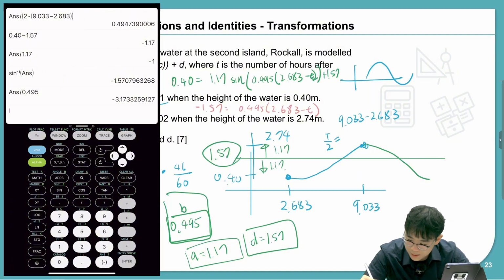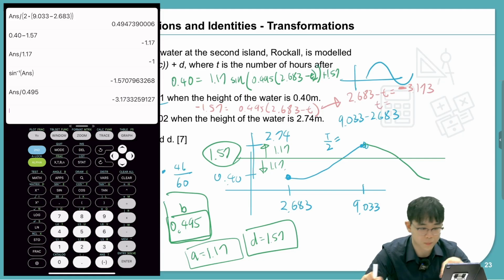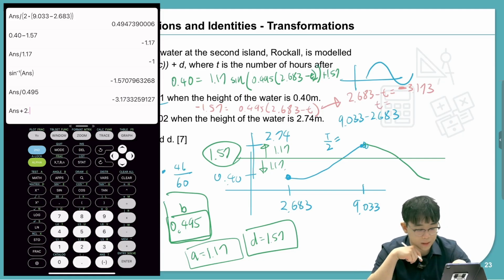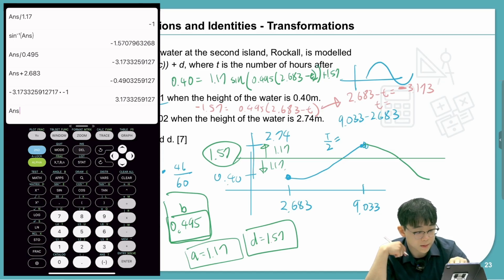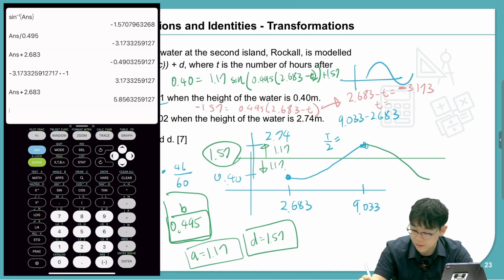So actually, if I were to write this down, it would be 2.683 minus t is going to equal -3.173. Okay. So t would just be 3.173 plus 2.683. So this one plus 2.683. So that's going to be 5.856 or around 5.86, right?